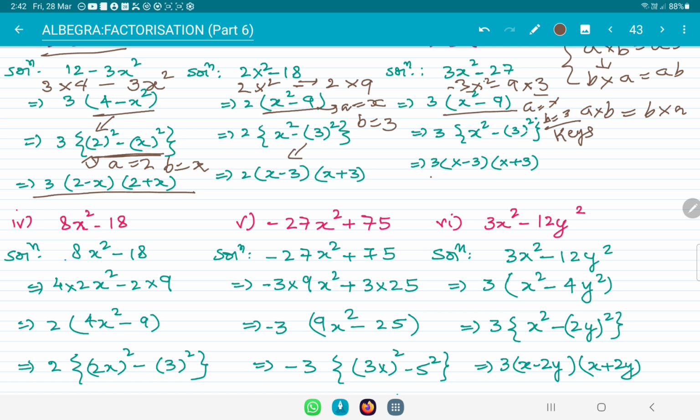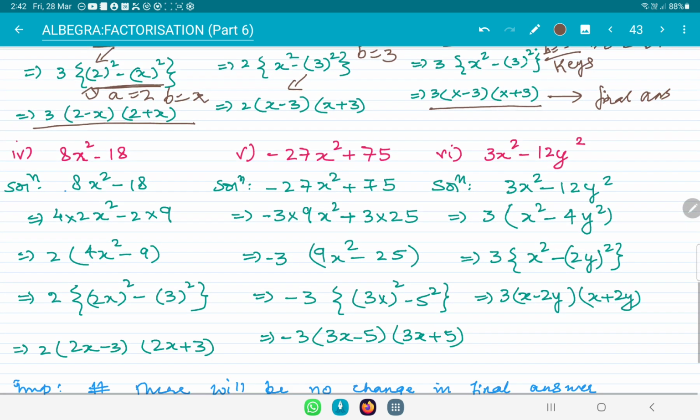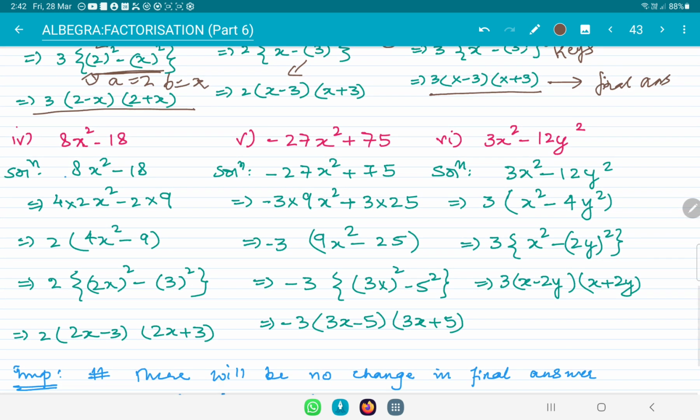So we will get 3 in first bracket x minus 3, in second bracket x plus 3. This is your simplified form. So this will be your final answer. Okay. Now next question, it is 8x square minus 18.